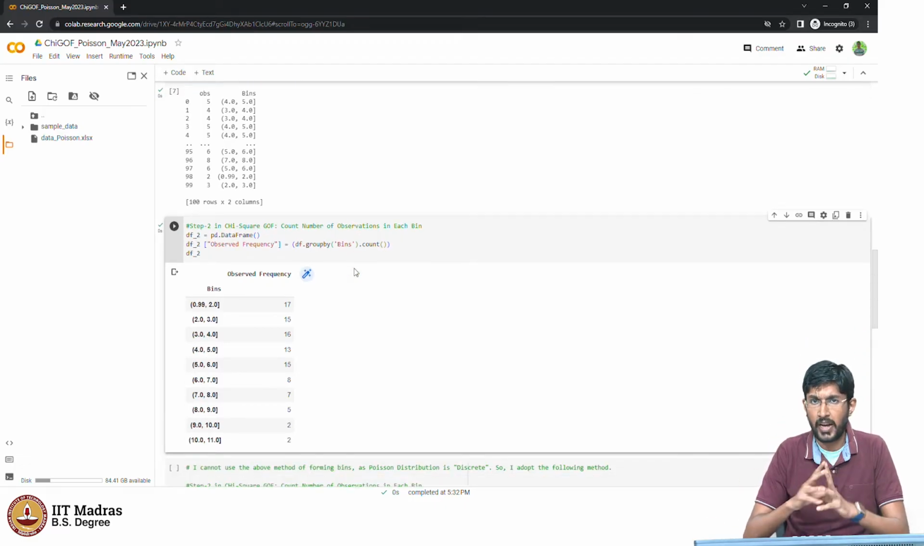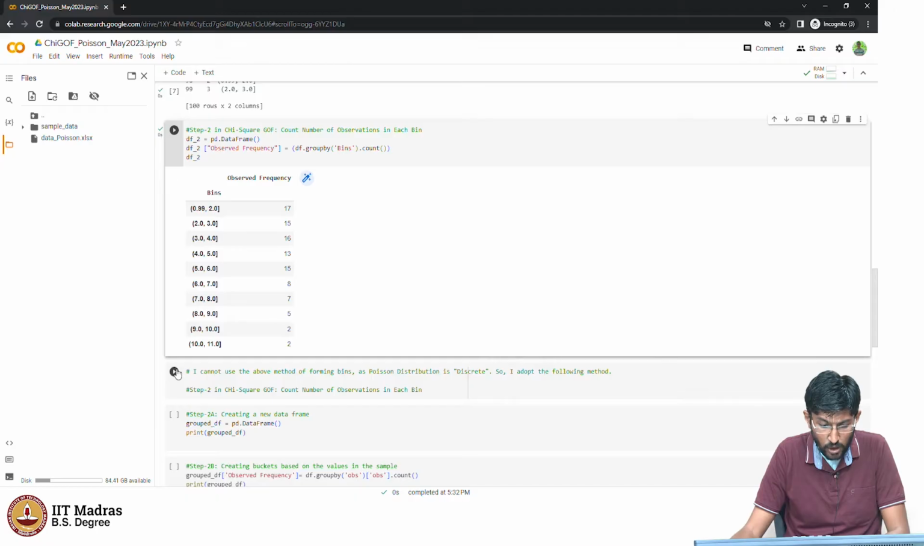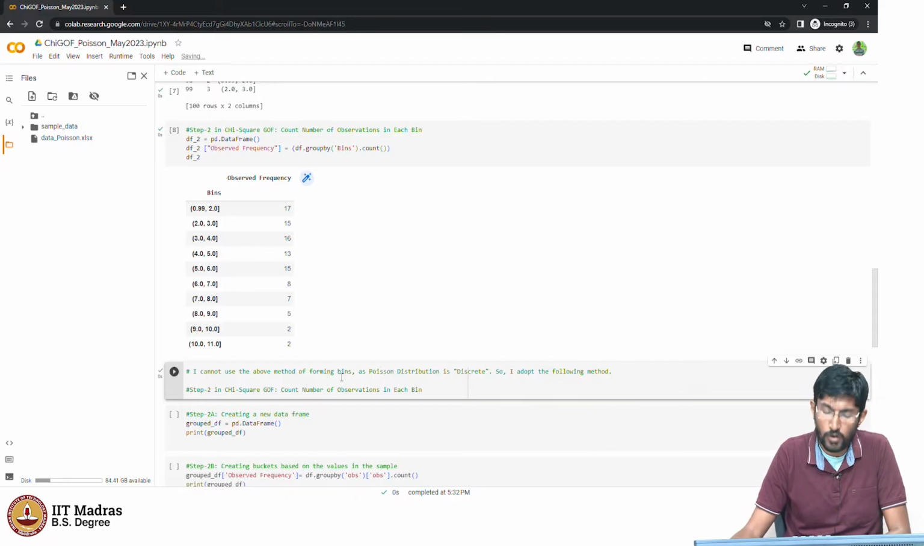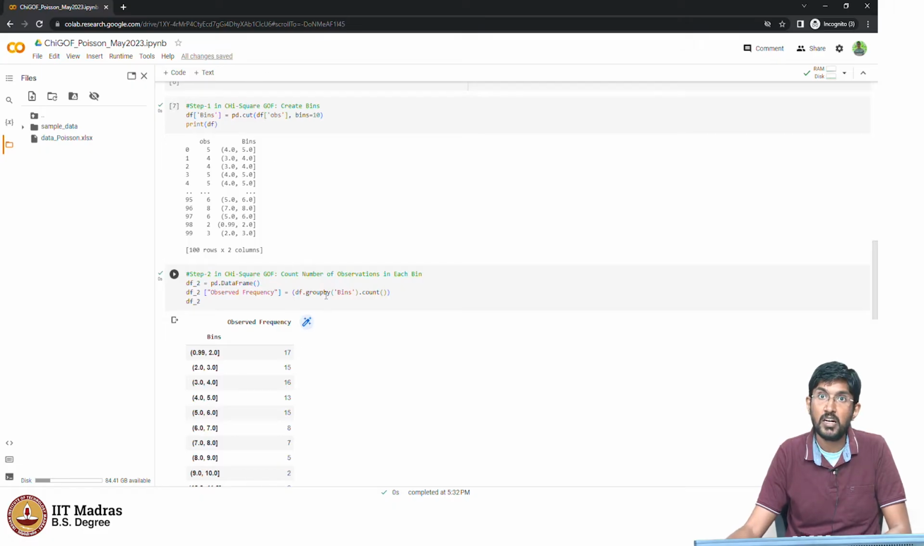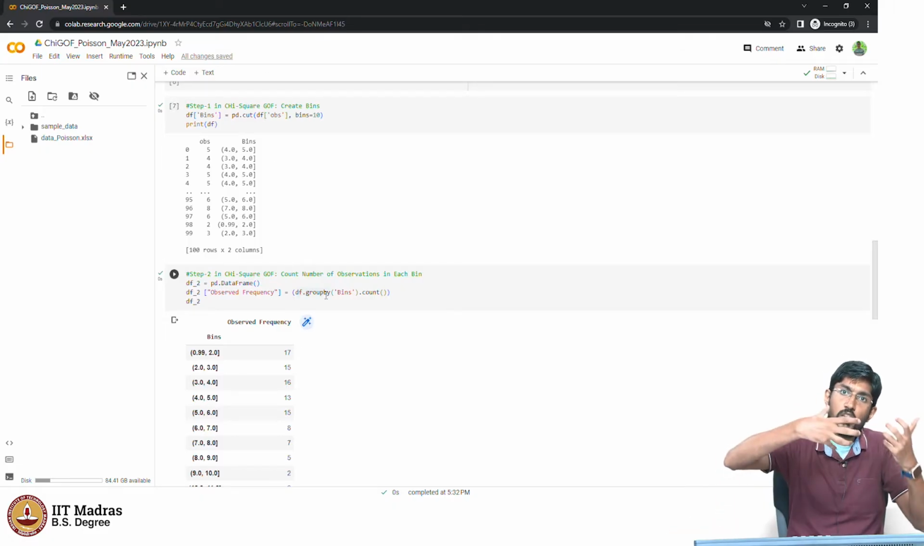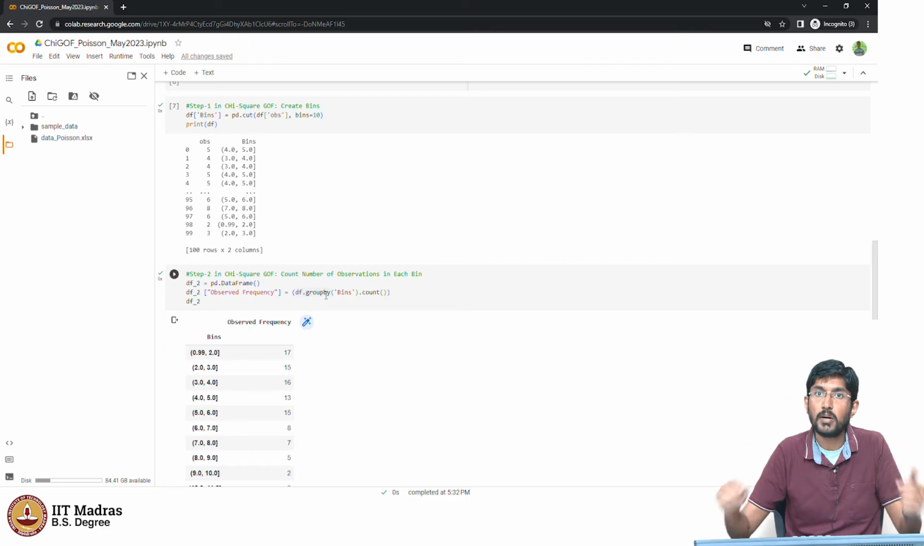This is not correct. Why? Because I cannot use this method for creating bins, because the Poisson distribution is discrete, which means I cannot have an observation which says 0.99 to 2. I must say exactly 1 or 2 or 3 or 4, right? So I cannot adopt this particular method of binning for the Poisson distribution. I must use something else.